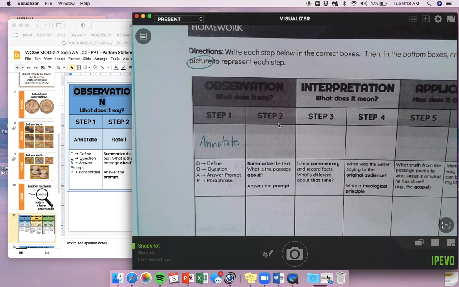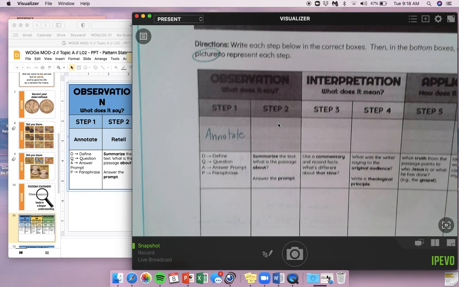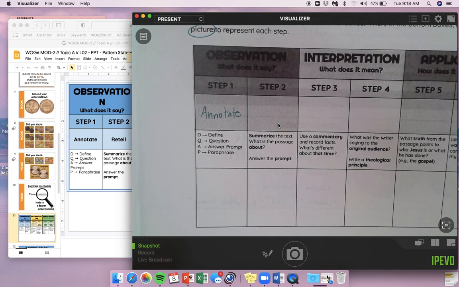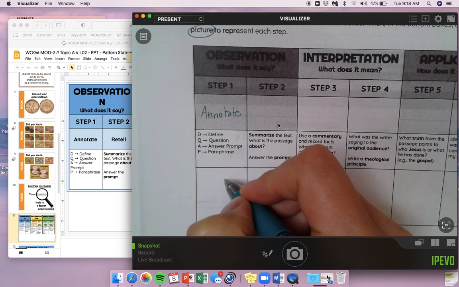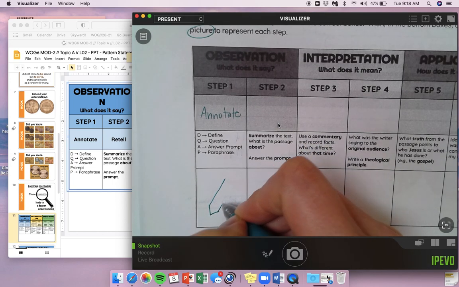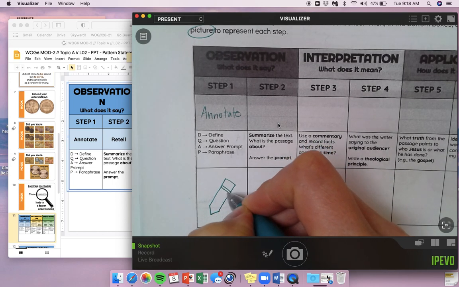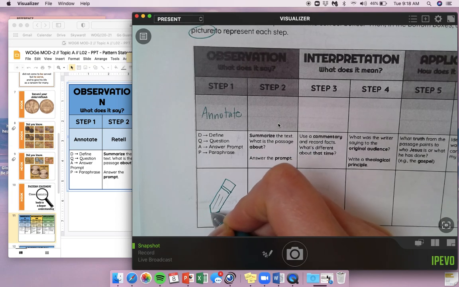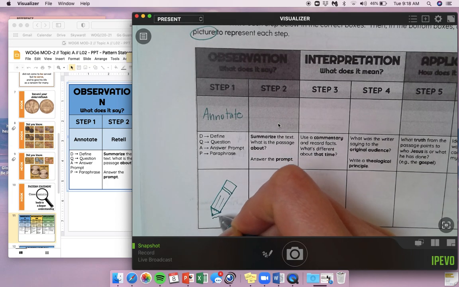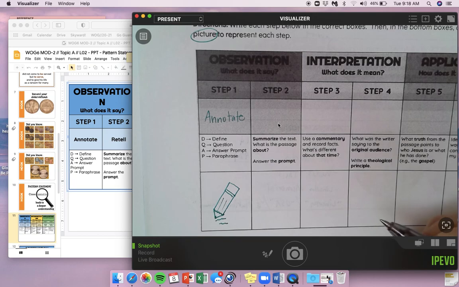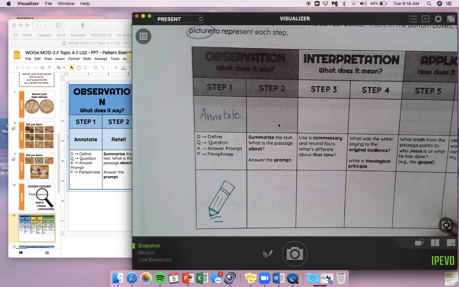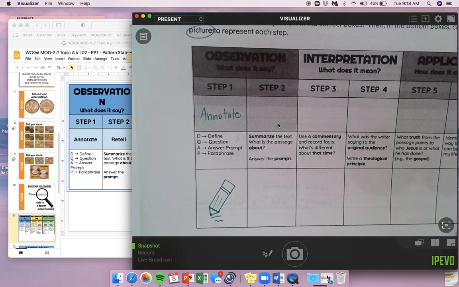Annotating is writing out on your paper or on a text. It's making marks and notes. So for this one, I'm just going to draw a giant pencil. You can copy mine for this one. Okay, I'll let you do the rest for yours. That's my symbol for annotate. That's what I want you to do for the rest of these.